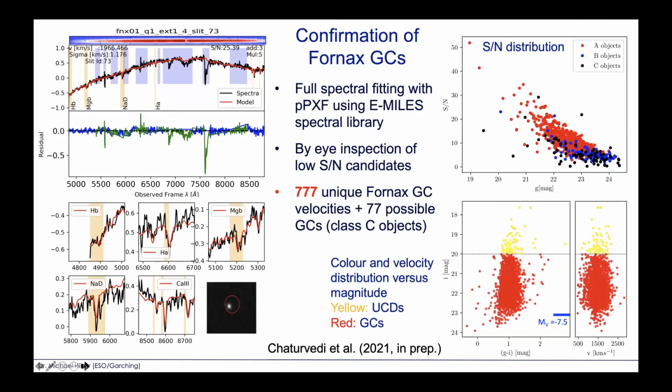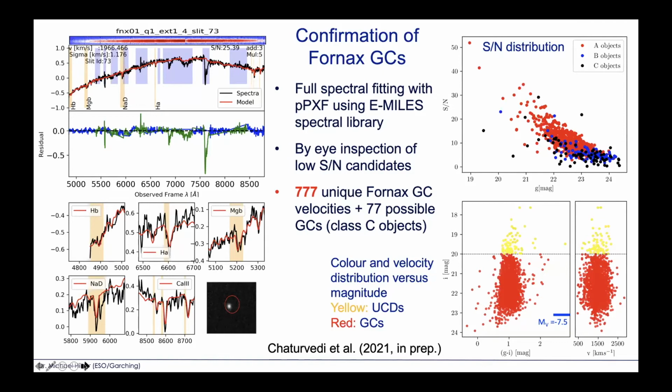So this was done by my student Avinash, who did this with pPXF and the E-MILES spectral library to go through all the spectra, excluding first emission line background galaxies, excluding also zero velocity stars. And so we found at the end 777 unique Fornax globular cluster velocities.